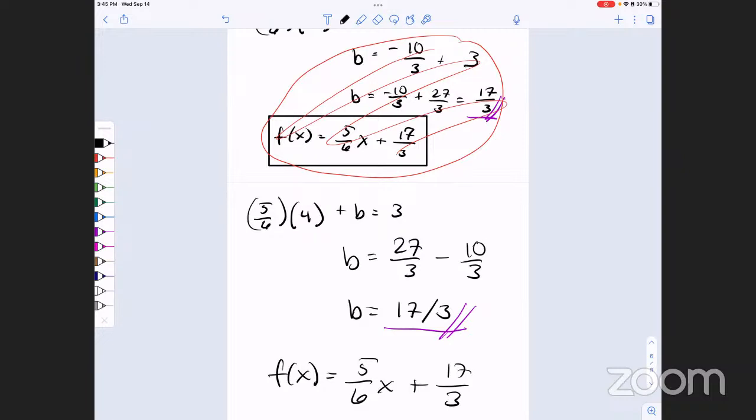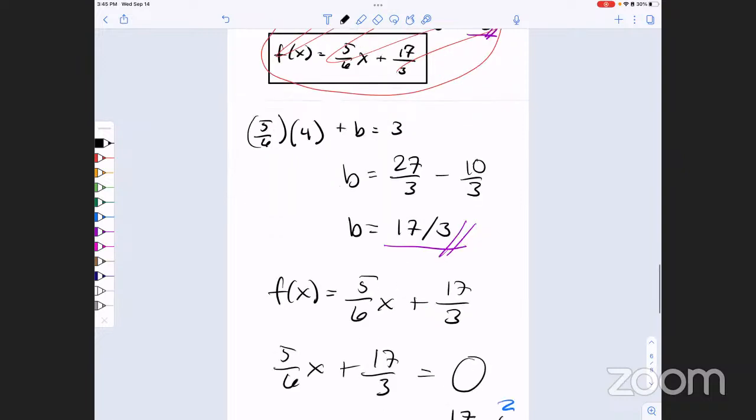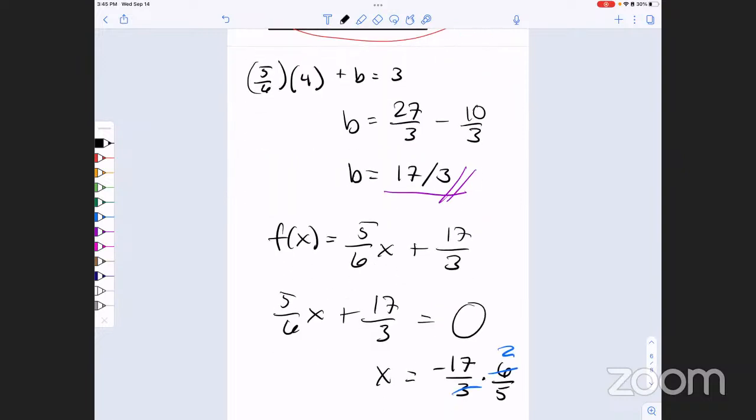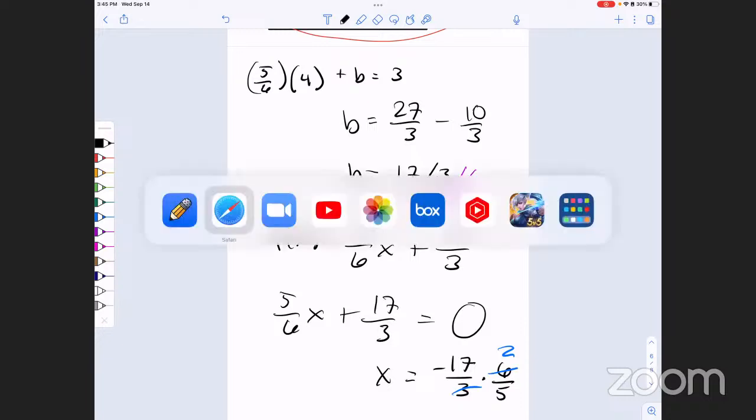When y is 0, you subtract and divide, you got it here. Negative 17 by 3 times 6 over 5. That turns that into a 2. Then we try a negative 34 by 5.